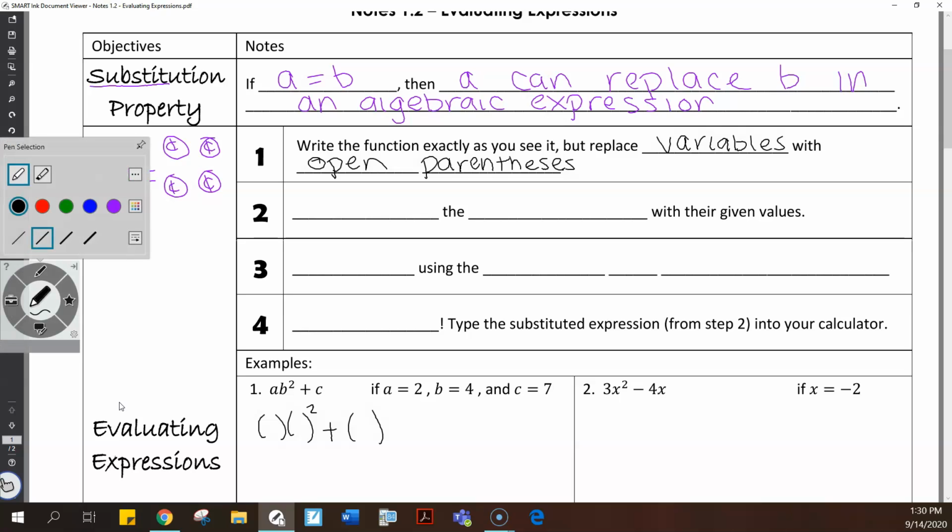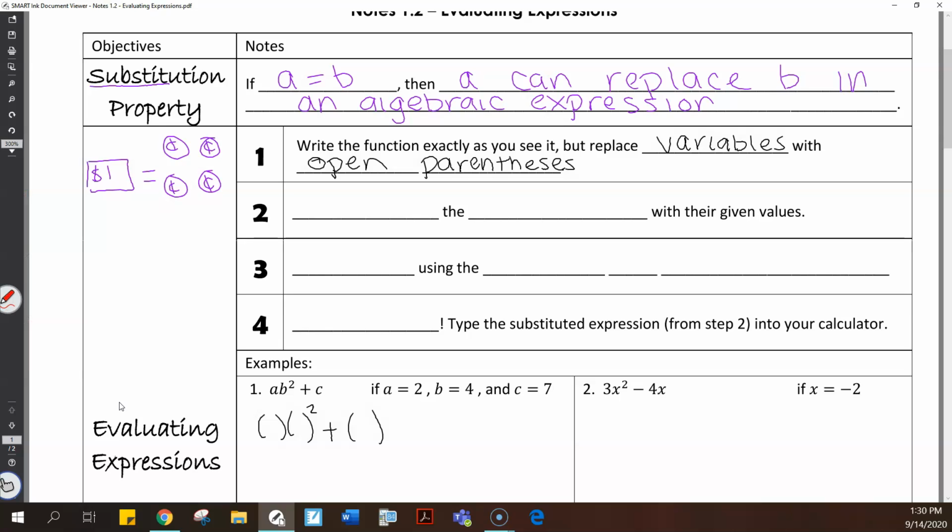So once I have my parentheses, now I can start that substitution. So I'm going to substitute the variables for their given values. So for number 1, I have an A first. Well, they told me that A is the same as 2, so I can take out that A and put in a 2 instead.